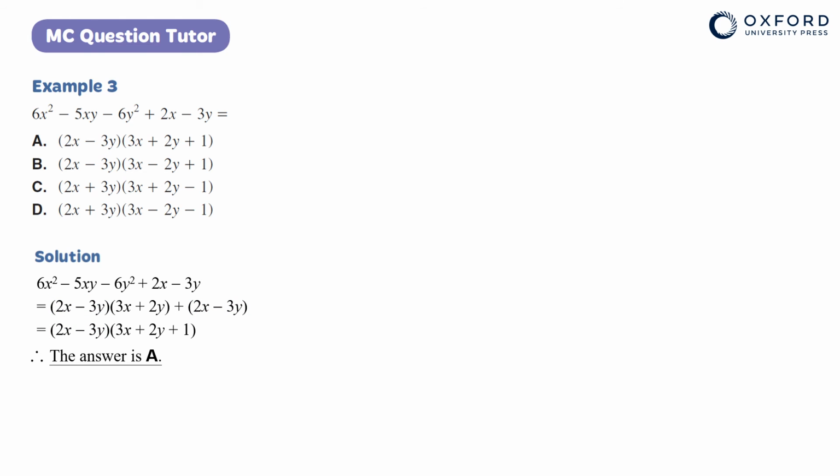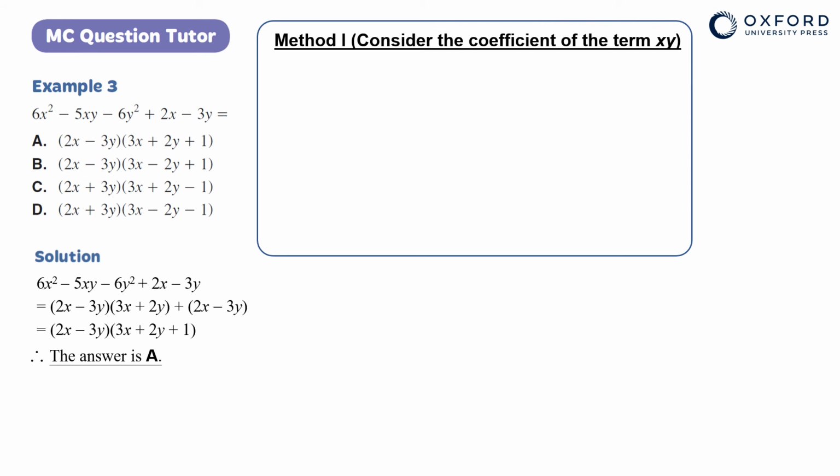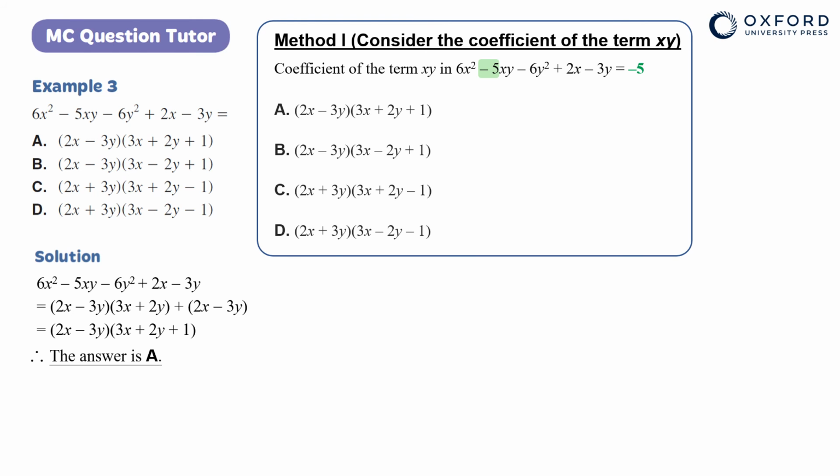Sometimes, we may find the answer to a multiple choice question with some special methods. Here are 2 methods. In the first method, we consider the coefficient of the term xy. From the question, the coefficient of the term xy is -5. Therefore, we may look for the answer option, whose coefficient of the term xy is equal to -5. Then, that will be the answer.